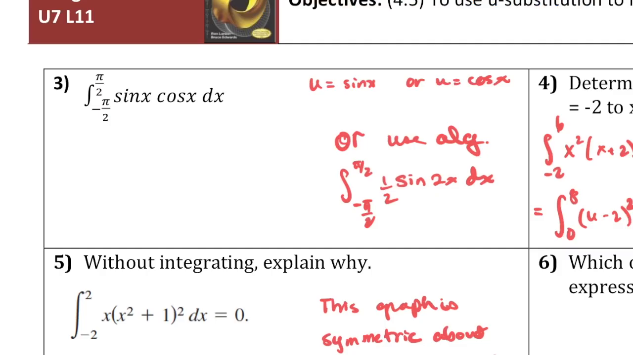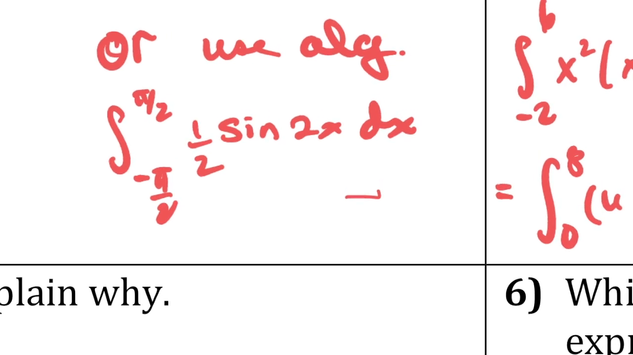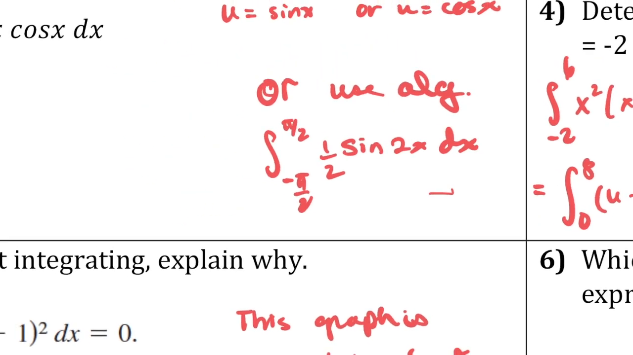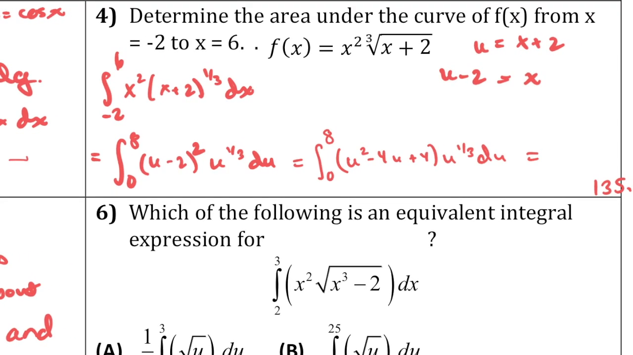There are actually 3 different ways you could complete question number 3. U could equal sine of x, u could equal cosine of x, or you could use some algebra and rewrite the problem using the identity sine of 2x equals 2 sine x cosine x. For question number 4, to determine the area, this was an annoying little problem, as you probably figured out. Let u equal x plus 2, which lets us know that x is equal to u minus 2. We'll substitute. Don't forget, you've got to get rid of that x squared. In order to get rid of x squared, you replace it with your u minus 2 quantity squared, multiply it out, and then integrate.